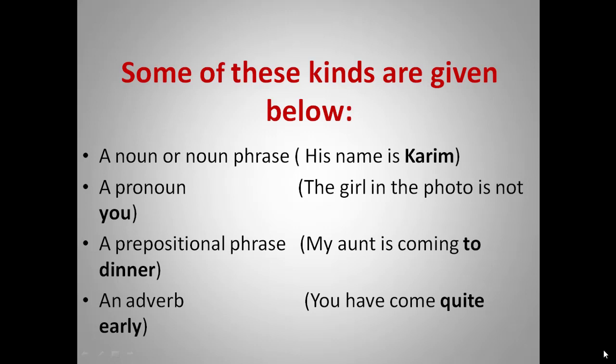Then we have a prepositional phrase. As you already know, a preposition is a word which is used to connect the noun or pronoun to other parts of the sentence. So my aunt is coming to dinner. Since to is a preposition, to dinner is serving as a prepositional phrase.